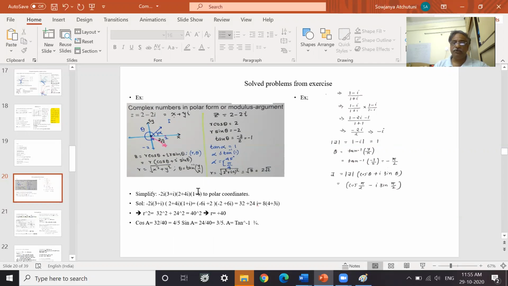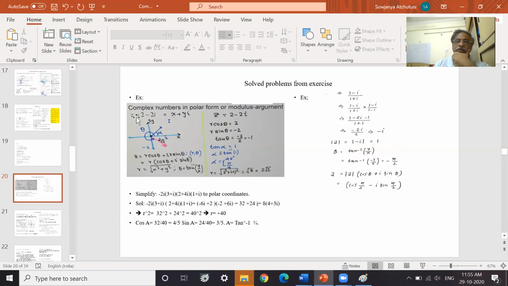So we have simply found out a multiple for this complex number. We have converted it to a single number, and we have found out its radius, that is modulus, and its argument.